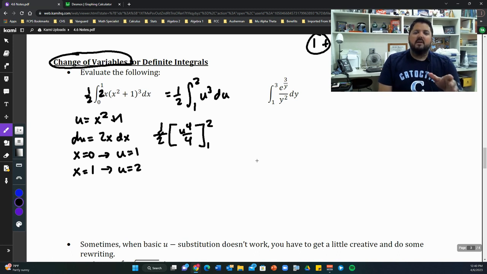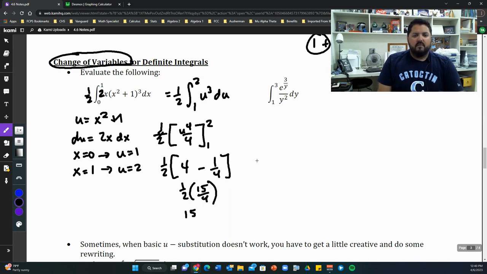And I can do that again because my a and b are values of u now. So that would give me 2 goes in, 16 over 4 is 4, minus 1 goes in, 1/4. So this would give me 1/2 times 15/4, or 15/8. So that is my final answer. And the only extra thing I had to do were these 2 lines. I had to replace the old a and b values that were in terms of x, substitute them into my u equation to get u values at those x values, and then I just finished the problem out in terms of u.